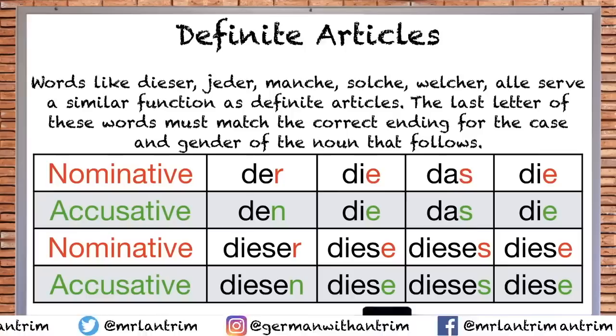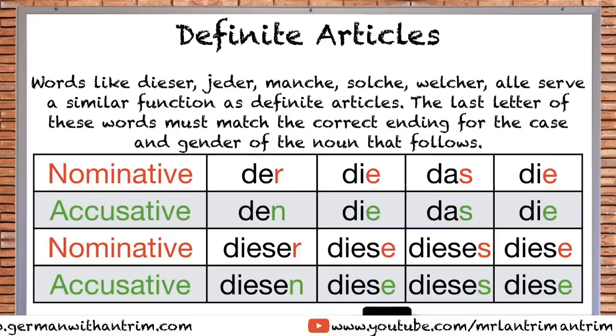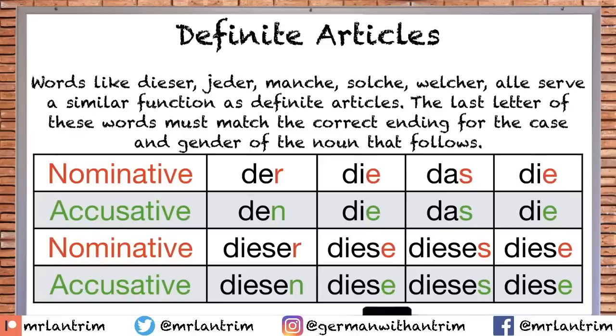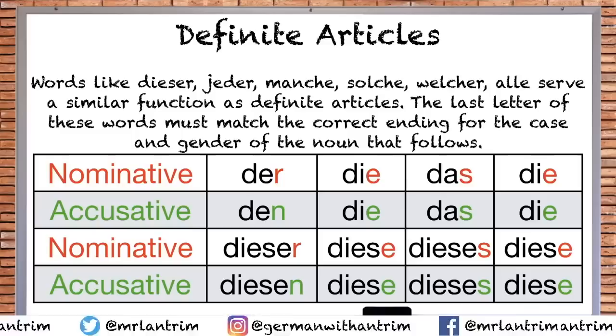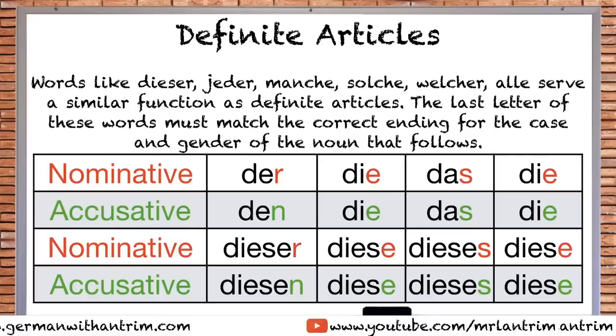And they take the same ending for each of these. So in the nominative case, for the example I gave you here, dieser has an ER at the end. No one's going to say it with the enunciation of the ER at the end. It's just going to be dieser. But it has an R at the end. So R-E-S-E, N-E-S-E, same endings as before. Dieser, diese, dieses, diese. Diesen, diese, dieses, diese. So those are the endings that you're going to need for the nominative and accusative cases.